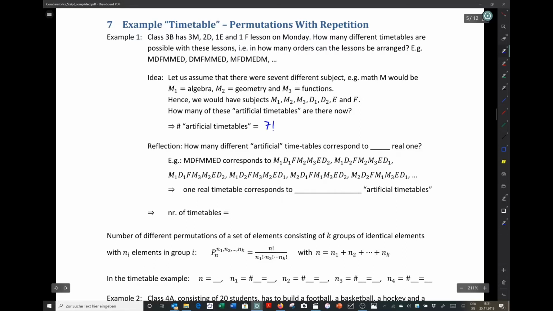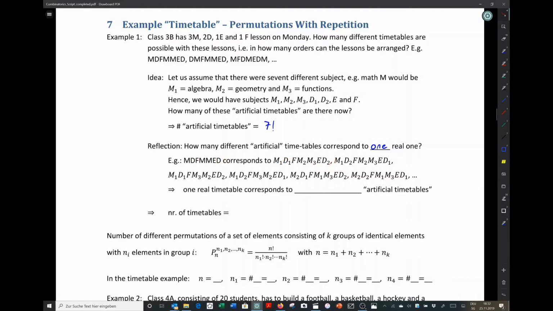What is the relation between the artificial timetables and the real timetables? Or in other words, how many different artificial timetables correspond to one real timetable? So here we have an example. This would be one real timetable, and this would be in the artificial timetables, for example, this one. So the first M here is an M1, the second M is the M2, and the third one is an M3. The first D is D1, the second D is D2.